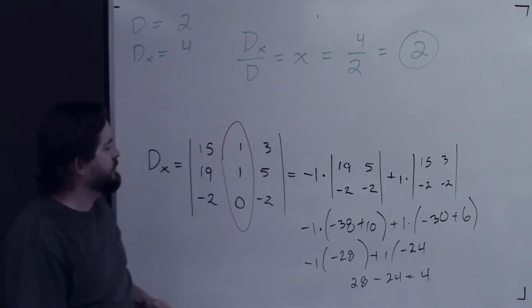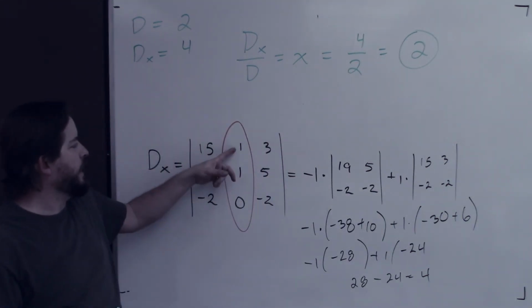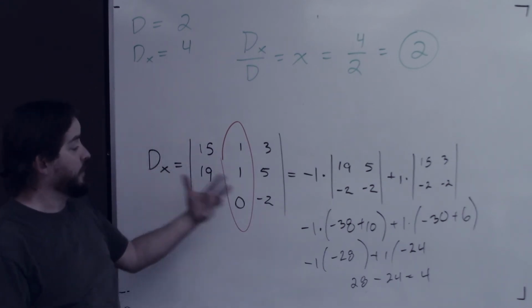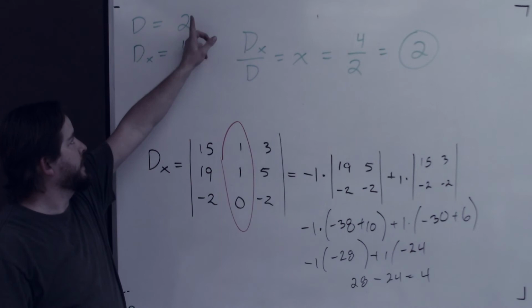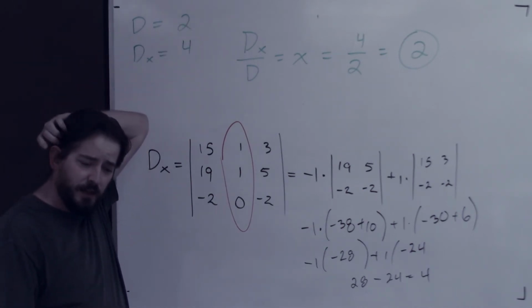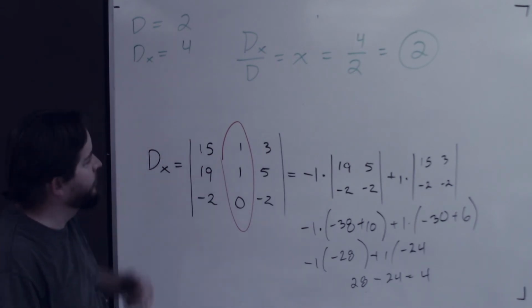And I'll save the rest of it. The rest of it's the same for the Dy. You're just going to replace your y column with your solutions, find the determinant of that, and then divide it by whatever it was that we really got for D, which I think was 2, but it might have been -2. Okay.